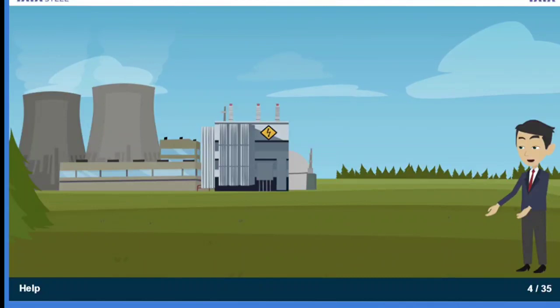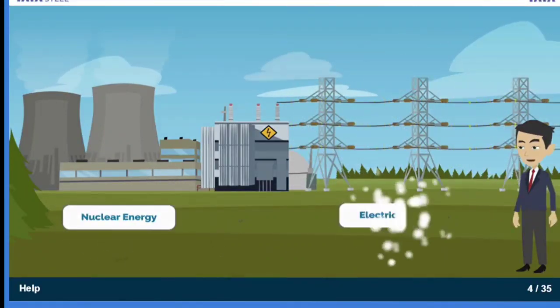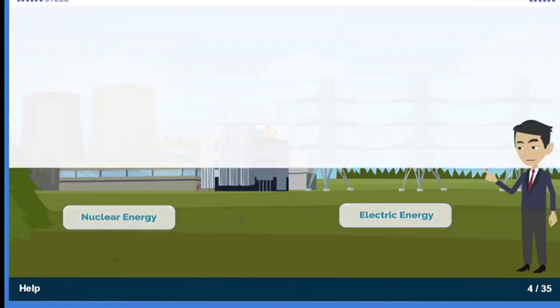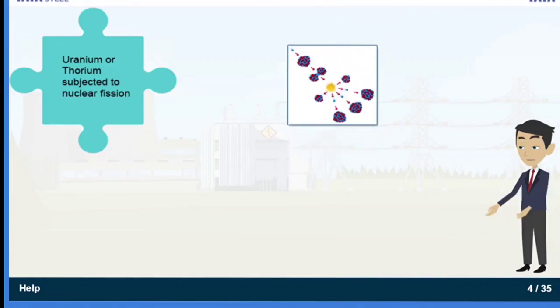A generating station in which nuclear energy is converted into electrical energy is known as a nuclear power station. In a nuclear power station, heavy elements such as uranium U-235 or thorium Th-232 are subjected to nuclear fission in a special apparatus known as a reactor.